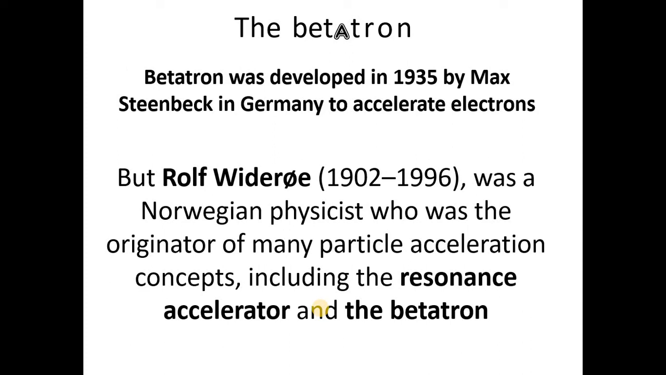The betatron was developed in 1935 by Max Steinbeck in Germany to accelerate electrons. Rolf Wideröe was a Norwegian physicist who was the originator of many particle acceleration concepts, including the resonance accelerator and the betatron.